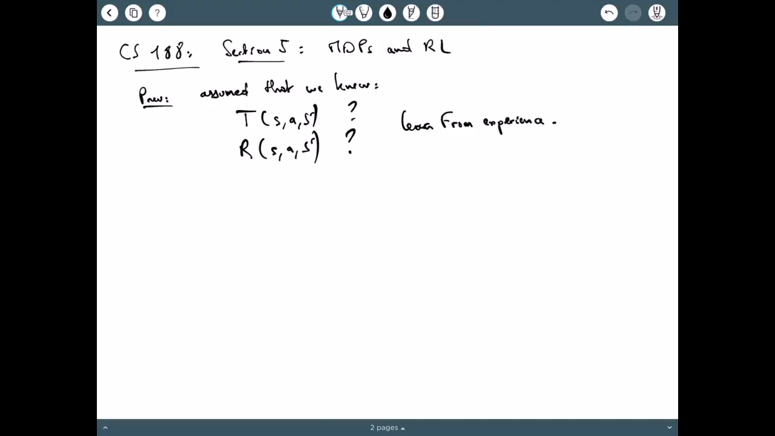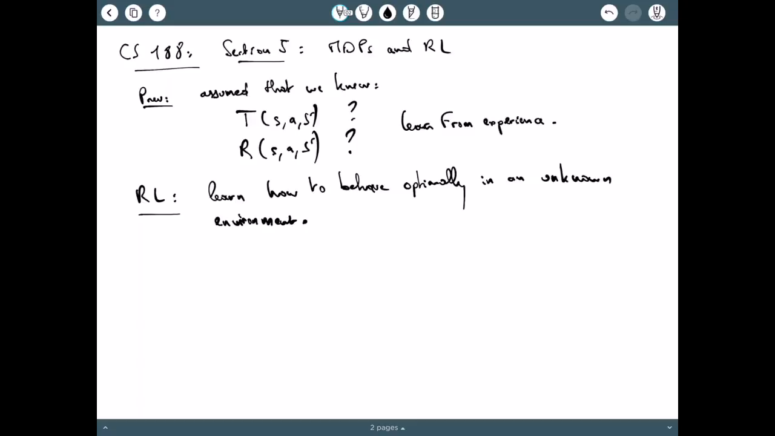Well, that's what we call reinforcement learning. So in RL, we're going to learn how to behave optimally in an unknown environment.